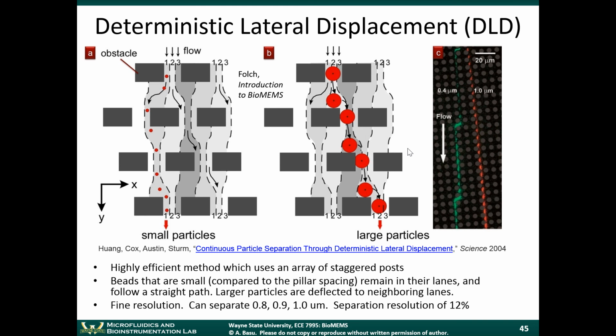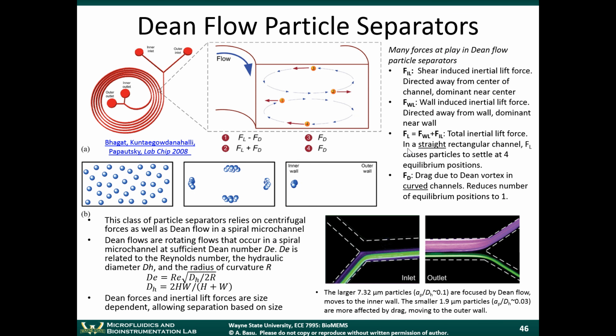Now, the Dean flow particle separators were investigated, I would say, a little bit later, in the mid-2000s. This was a paper published in 2008 by Ian Papautsky's group at the University of Cincinnati, a very well-cited paper, which showed that you can use inertial methods to separate particles by size. Now, this had been demonstrated earlier with some of the work by Dino Di Carlo's group, but this was an interesting method which used a spiral channel, and it was able to get very good separation resolution.